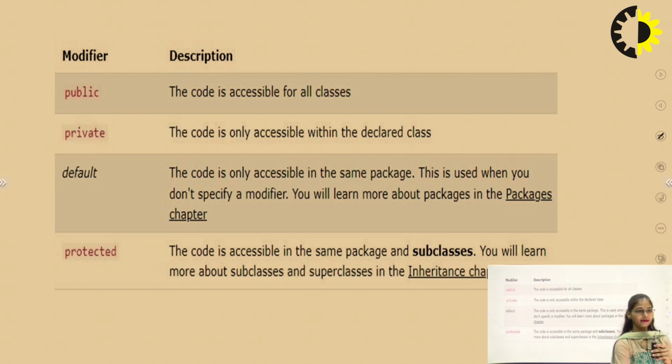Whenever you are declaring private, it means that the code is accessed only within a class. This is for security purposes, so that whatever value you assign here is kept secure and no one can access it outside the declared class. That is the important thing: to hide or secure something, it needs to be kept under the private access modifier. Default: the code is only accessible in the same package. So the values can be accessed within the same package. This is used when you don't specify a modifier.